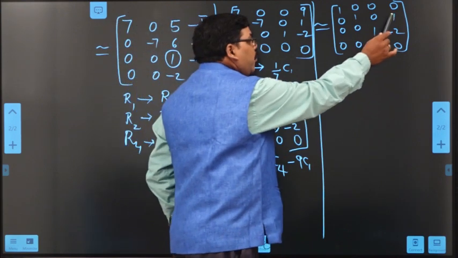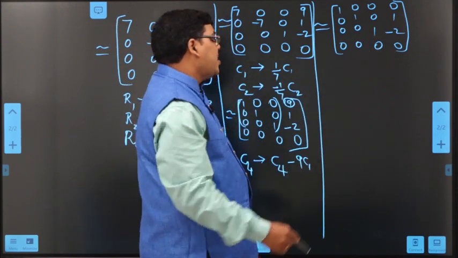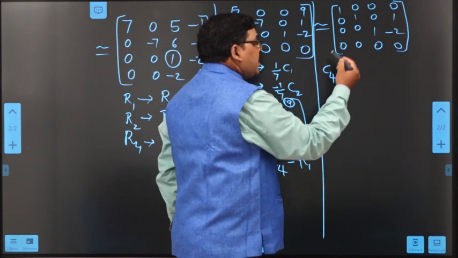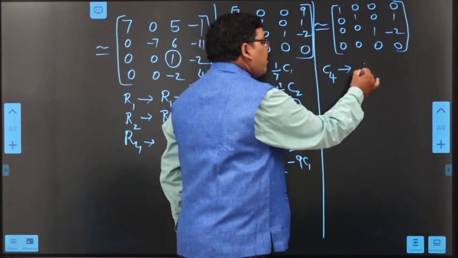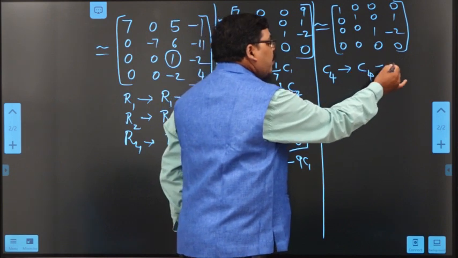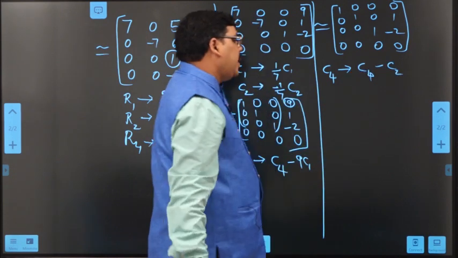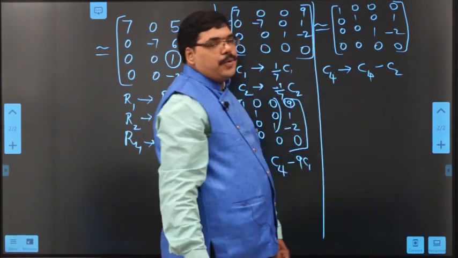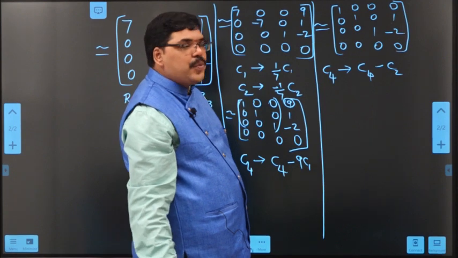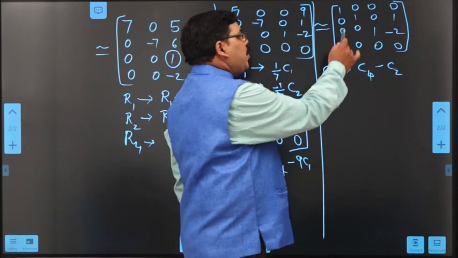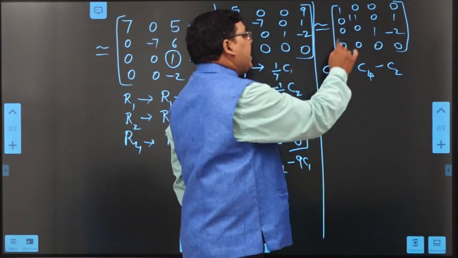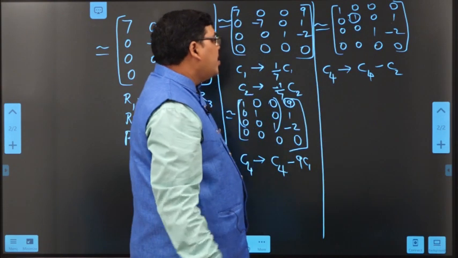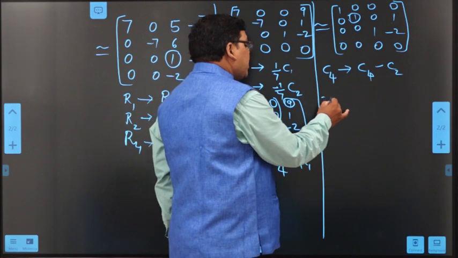So the column operations applied are changing 9 into 0. Similarly, I want to convert 1 and minus 2 into zeros. So both are in fourth column only. C4 changes to C4 minus C2. Why you are applying this? Because I want to make 1 as 0. 1 is in second position of the column. So I am using second diagonal element. Second diagonal element is in C2. So I am using C2 to reduce.